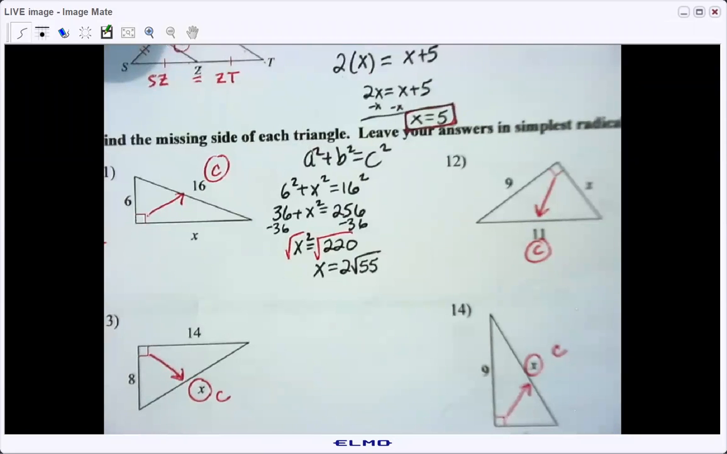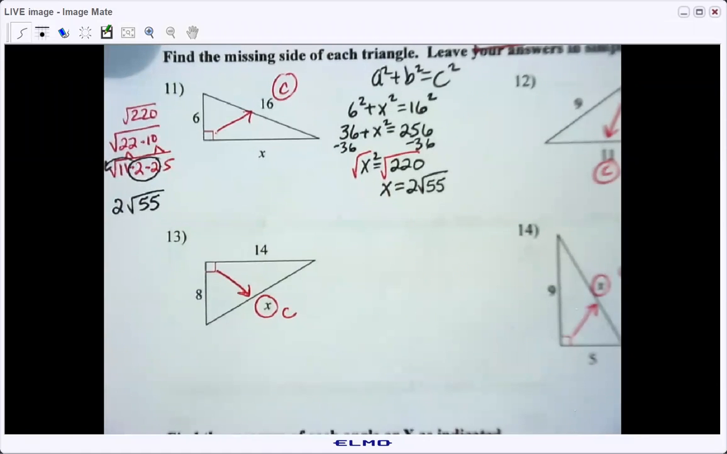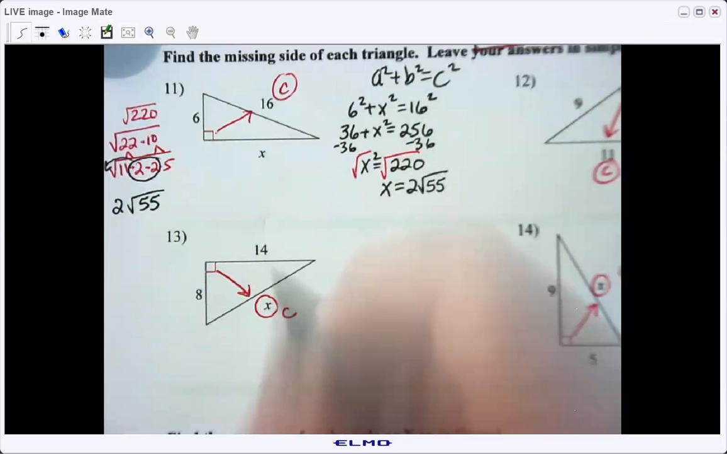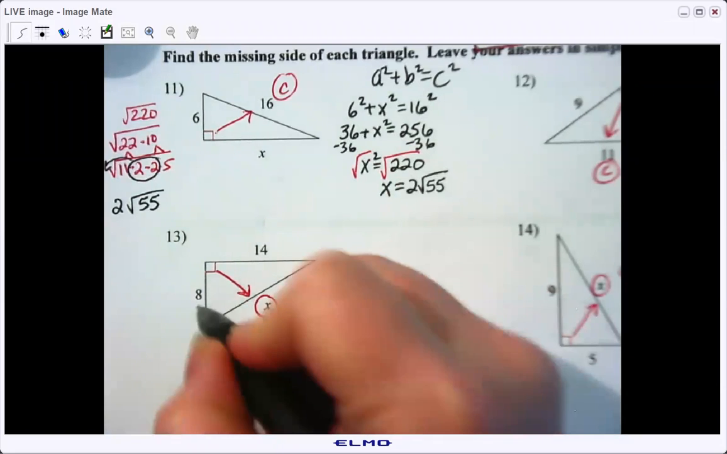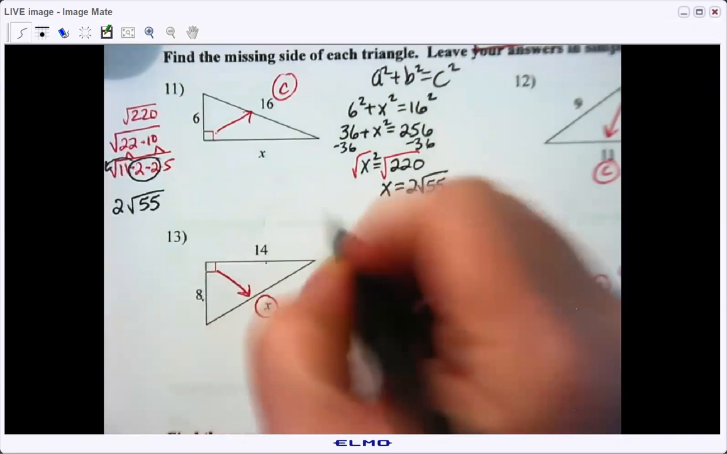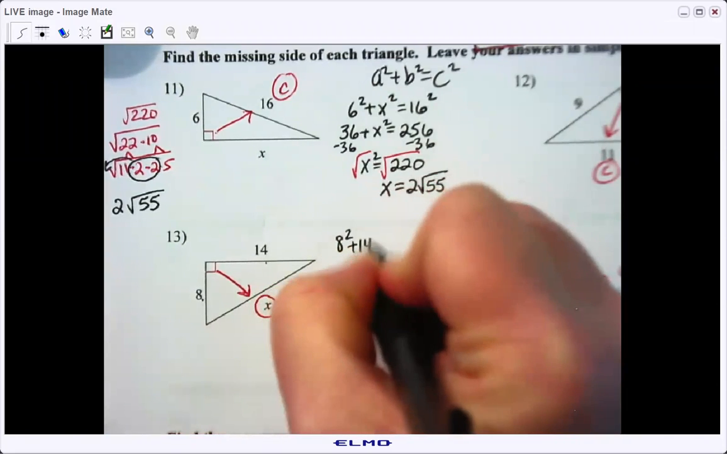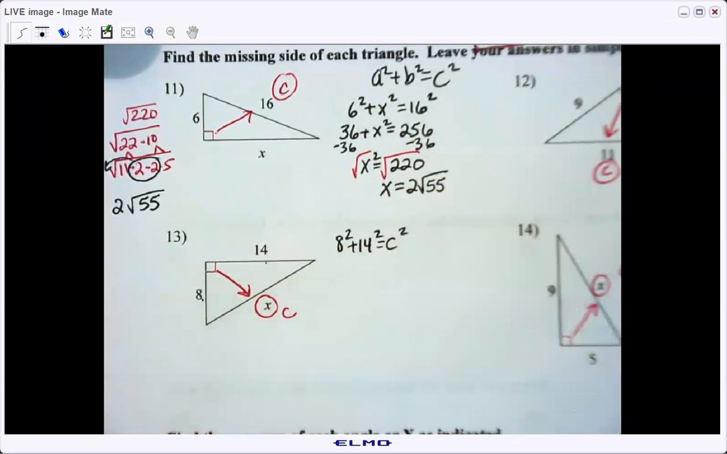Number 12. Actually, I'm going to go up just so people can keep writing if they need to. Looking at 13, we'll do 12 and 14 in a second. Okay, so if X is my C, I've got 8 squared plus 14 squared is equal to C squared.